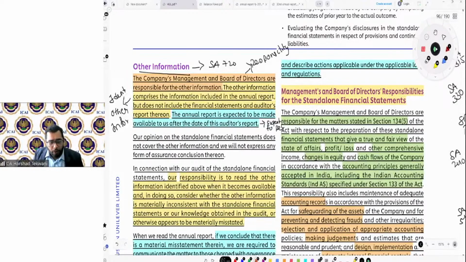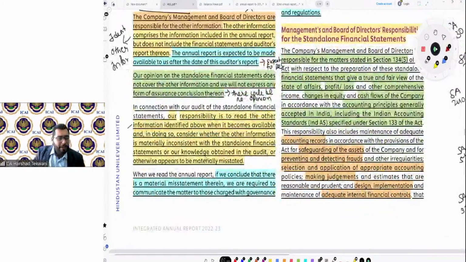Fourth, I'm not supposed to issue an opinion on this other information. There will be no opinion. And these are the requirements of the standard: a statement that the auditor's opinion does not cover the other information. And here, if you see, our opinion on the standalone financial statements does not cover the other information. Then the auditor's responsibility with respect to other information.